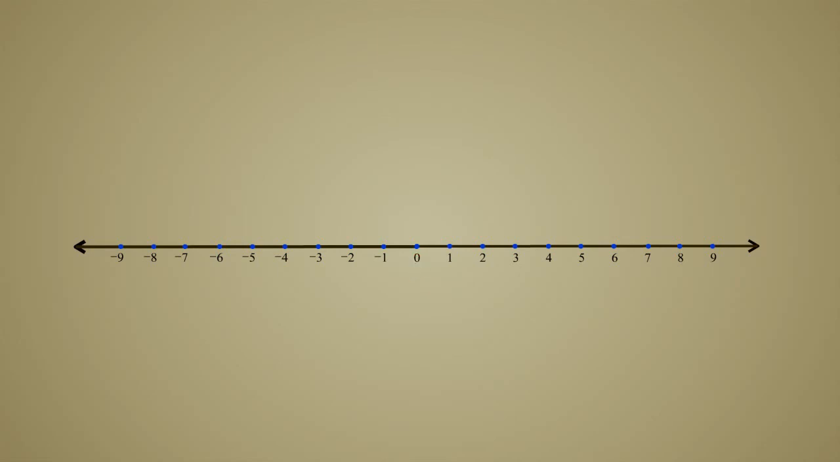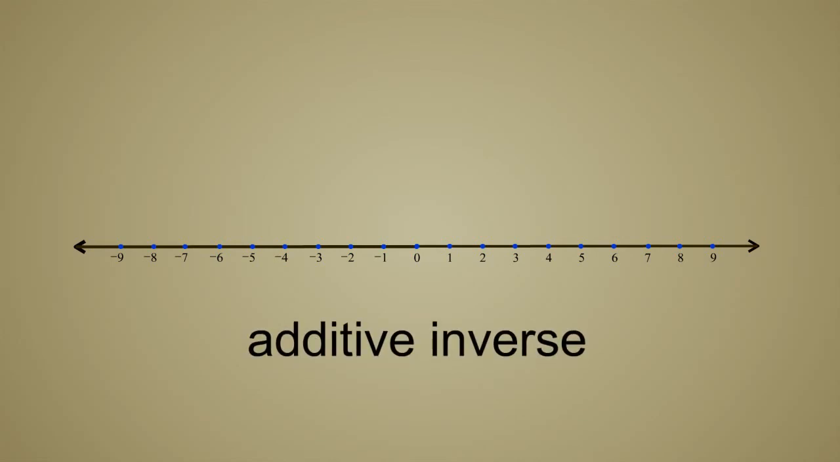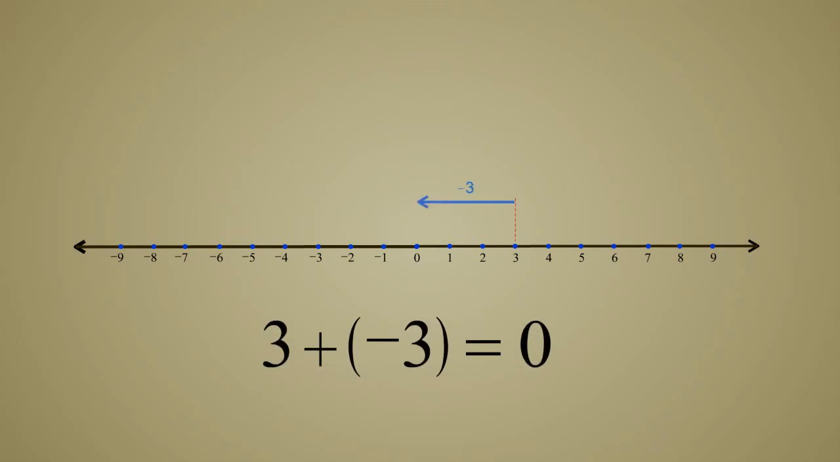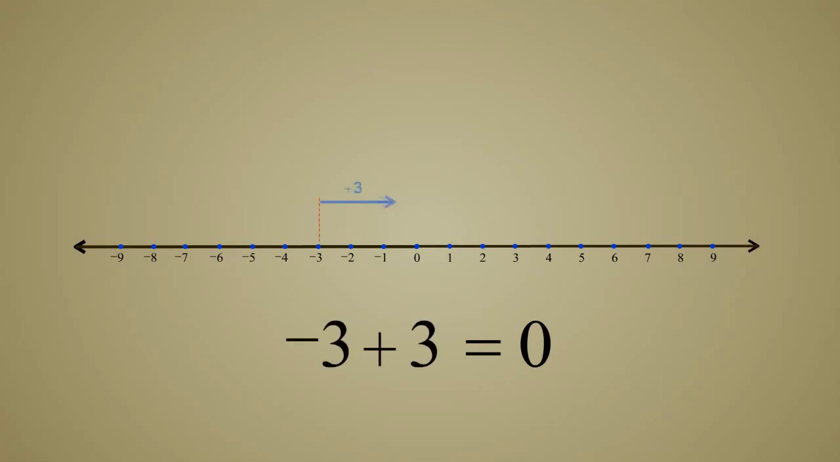This number of equal magnitude and opposite sign is called the number's additive inverse. Any number plus its additive inverse is 0. For example, the additive inverse of positive 3 is negative 3. And the additive inverse of negative 3 is positive 3.